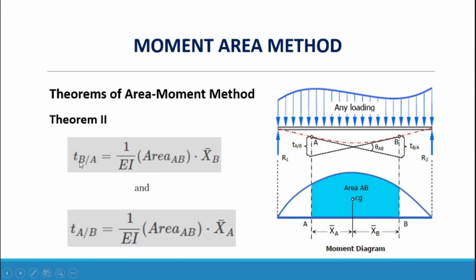And the formula for the deviation of B from A is equal to 1 over EI times the area of AB multiplied by the distance from the centroid up to point B along the x axis, that's x sub B. And the deviation of A from B is equal to 1 over EI multiplied by the area of AB, multiplied by the distance from the centroid up to point A along the x axis, or x sub A. So these are the formulas to be used if you're using theorem 2 to find the deviation.